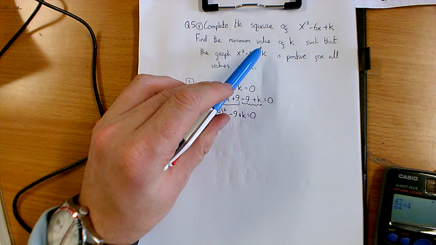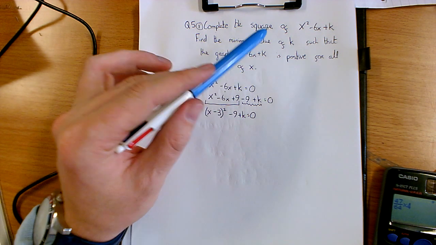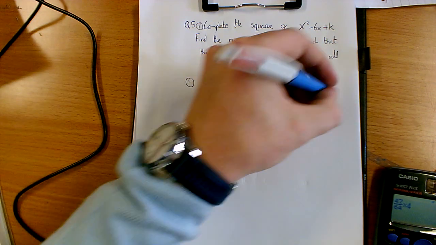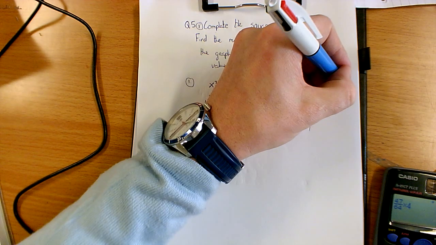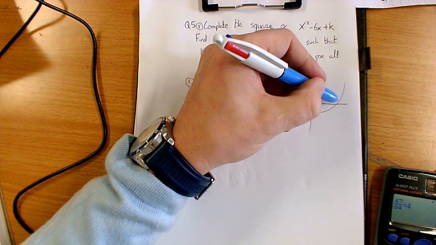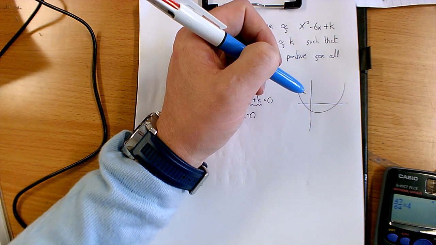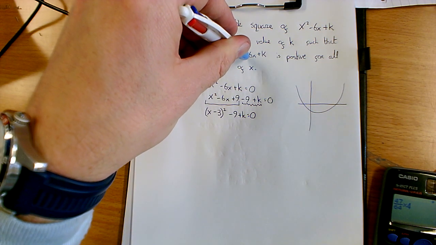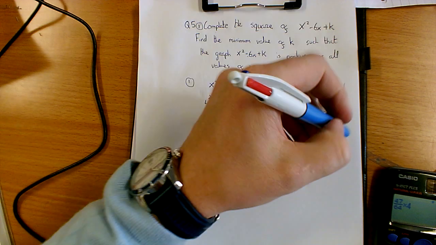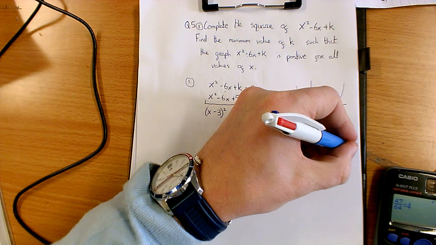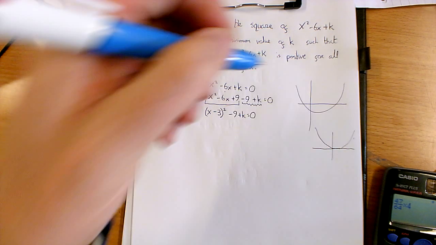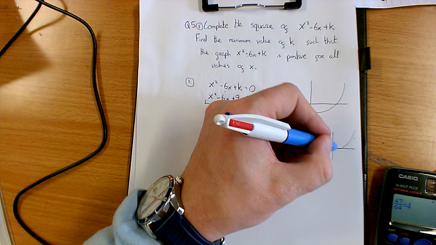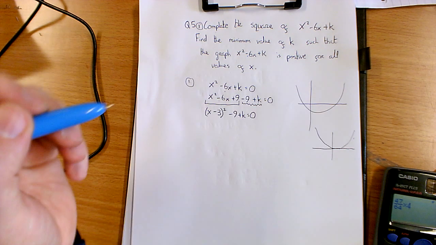Right, the next bit, find the minimum value of k. So the minimum value of k means the lowest number that k can be, such that the graph is positive for all values of x. Well, let's have a look at this. A graph is positive above the x-axis. Okay? So in order for this graph to be positive for all values of x, it's going to have to be like that, right? Okay? Because anything down here is negative.